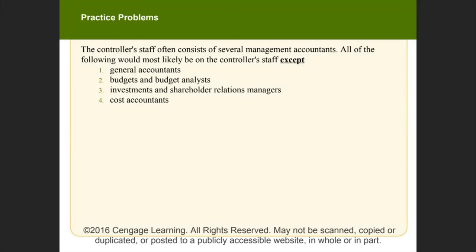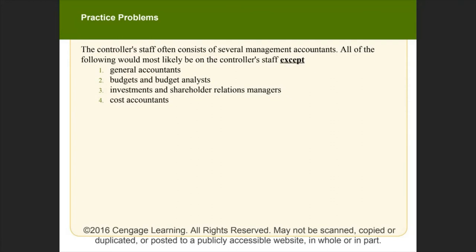The other two, we have budgets and budget analysts, and we have investments and shareholder relations managers. Yep, that's correct. It is three. So investments and shareholder relations managers are not normally part of the controller's staff.